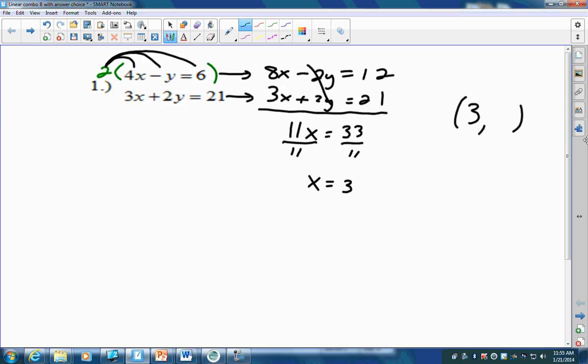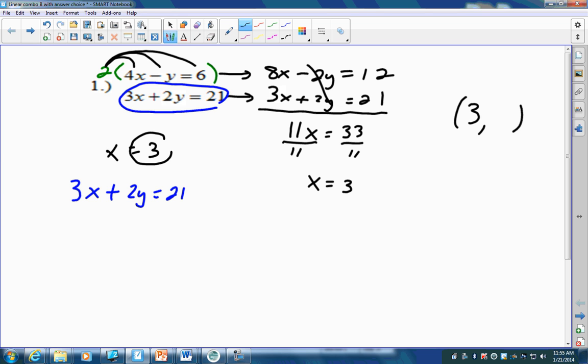Now, same thing we've been doing in our unit. Take one of the two equations. I'll just take the bottom one. I have 3x plus 2y equals 21. X equals 3.